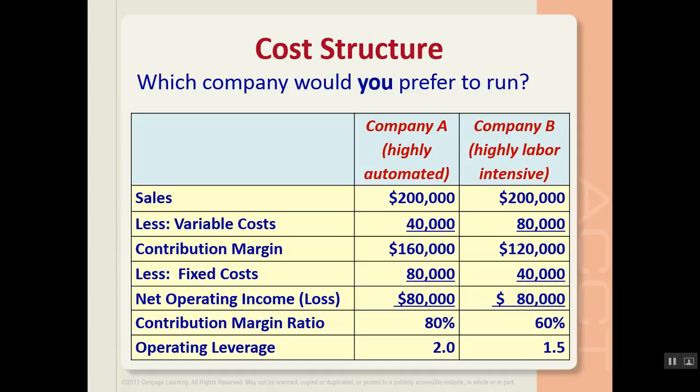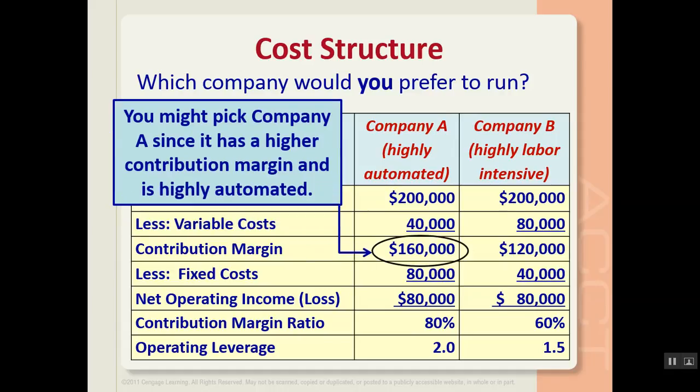And then the slide also calculates the contribution margin ratio, 80% for Company A and 60% for Company B. And then the last number on the table is the operating leverage, which we'll talk about in a few minutes. So which company would you prefer to run, Company A or Company B? Well, you might pick Company A since it has a higher contribution margin because it's highly automated.